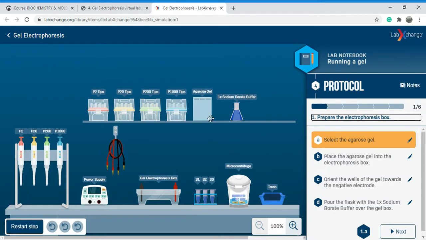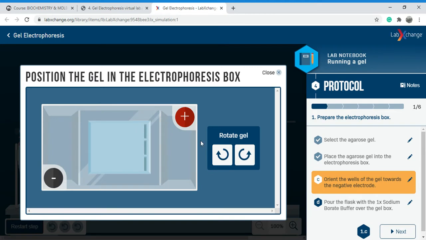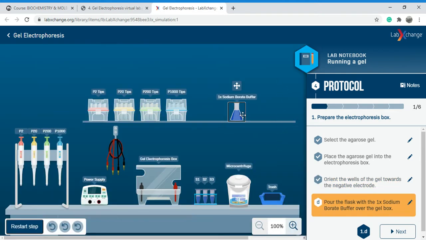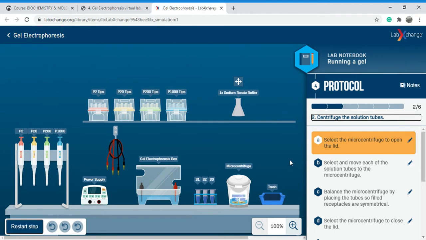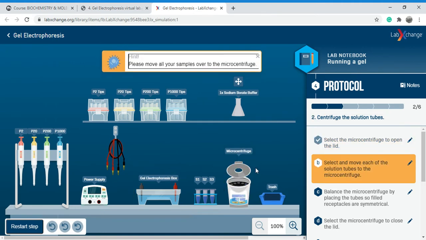We select the agarose gel. We place the gel in the gel electrophoresis box. Now we orient this so the wells are towards the negative side. Okay, we close this. Now we pour the buffer into the gel. Once we do that, we move on to the next step, which is to select the microfuge to open the lid. Select and move each of the solutions into the microfuge.